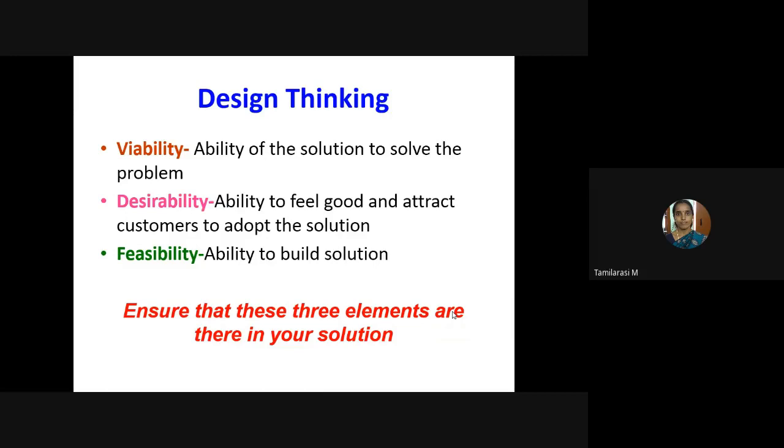Whatever problem you have taken so far, whatever project you have so far, please assess the viability: whether your solution is best suited to solve the problem. That is the first thing. The next thing is whether it is designed or developed in a way to attract customers, because it should be user friendly, it should look good, it should feel good. Those things have to be taken care of. And the next thing is whether your project can be implemented in reality or not. These are the three things you have to ensure, then you can get into the development.